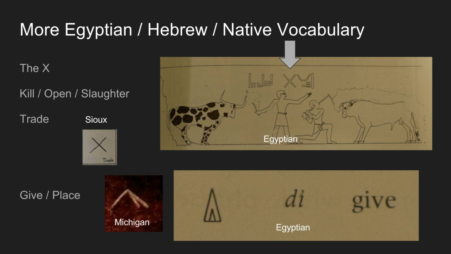It's actually found in the Egyptian language as well. It means to kill or to slaughter. As you can see in this one image, they're slaughtering the ox, and the X is for kill. The Sioux used it for trade. When we get to the next tablets, you will see that the X seems to actually take on both meanings. Then we've got the Egyptian symbol for give, and a variant to this Egyptian symbol found in the Michigan tablets, which I believe also means to give.